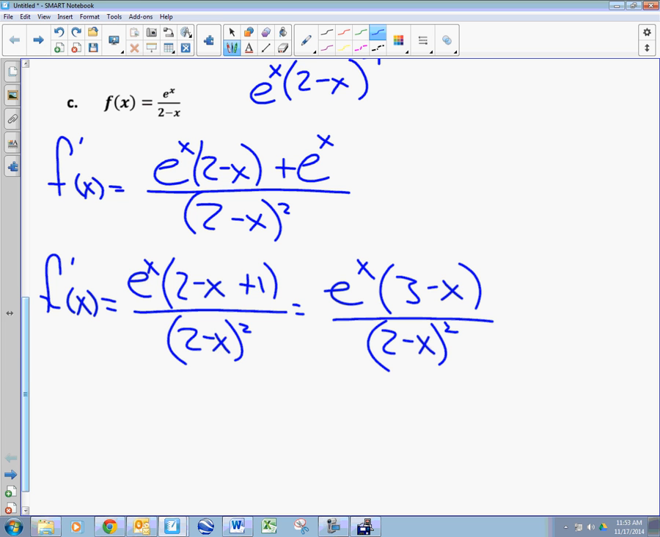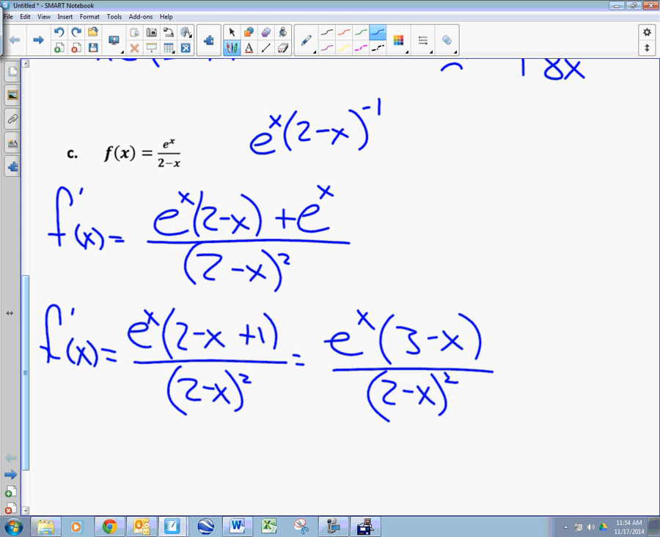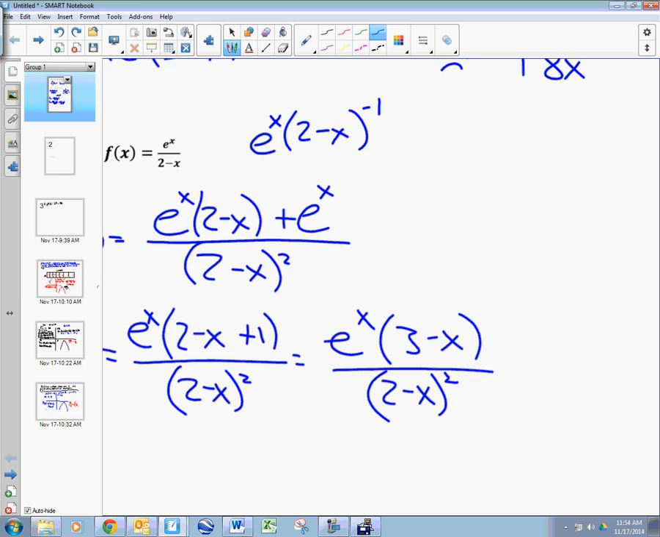I use the quotient rule. I showed you that some people don't like the quotient rule. They want to use the product rule instead. So if you brought it up to the numerator, you could use the product rule with the chain. Any questions? Okay, if you can combine like terms by factoring something out, I would like you to do that.